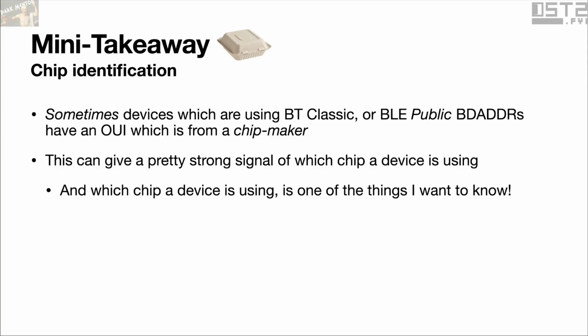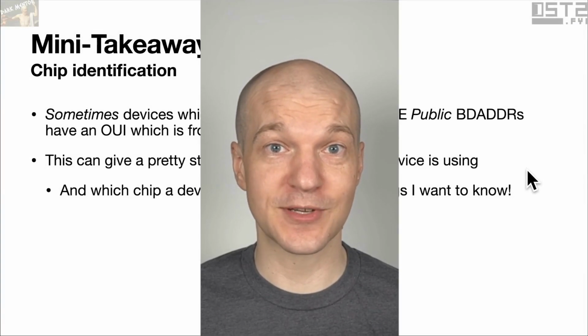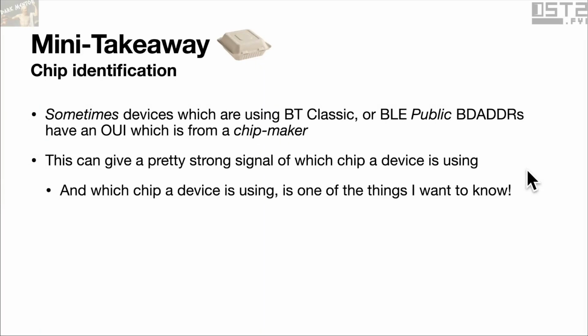So the mini takeaway from that is that sometimes a device which is using Bluetooth Classic or BLE with a public address can have an OUI which is from the chip maker rather than the company that's actually making the device. And so that should give you a pretty strong signal of which chip the device is actually using, and which chip a device has is what I want to know. Cool, so I got some more of that information.